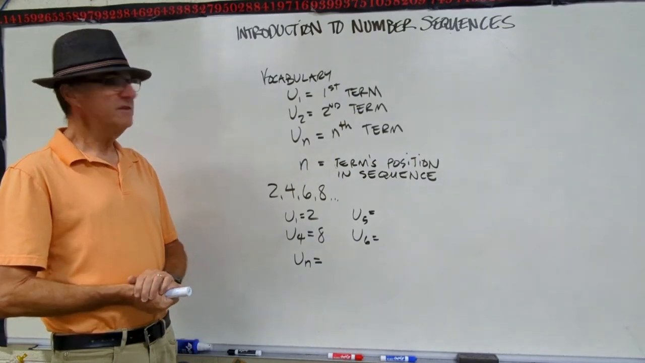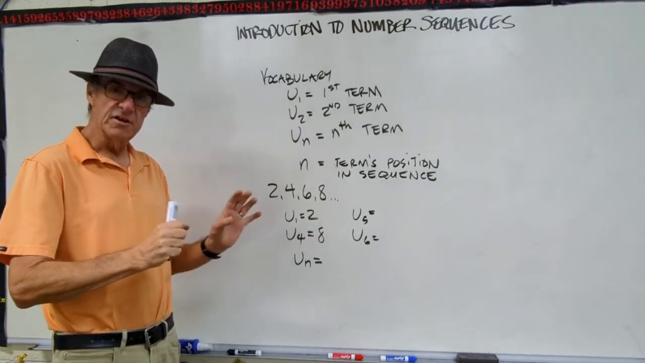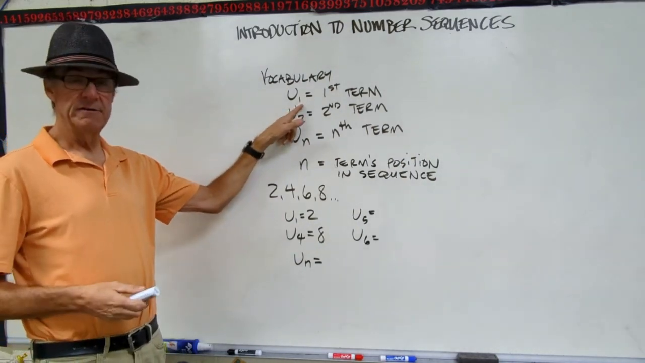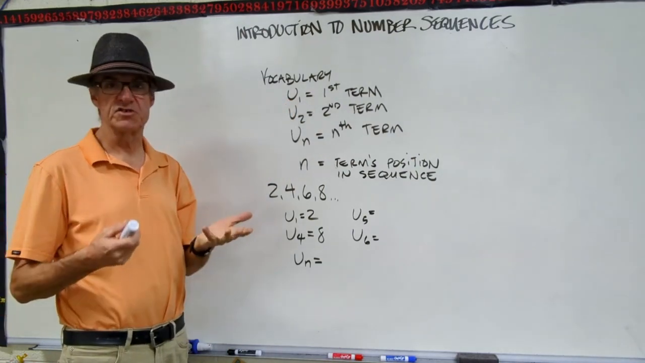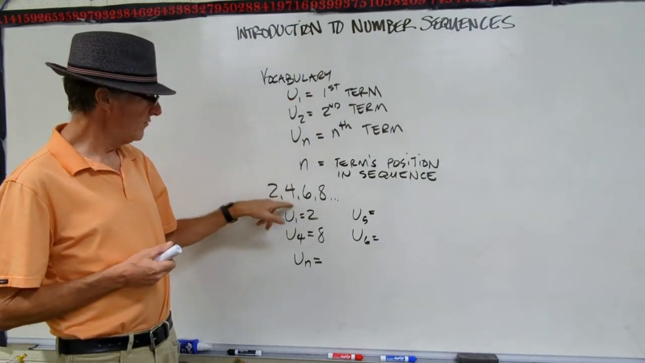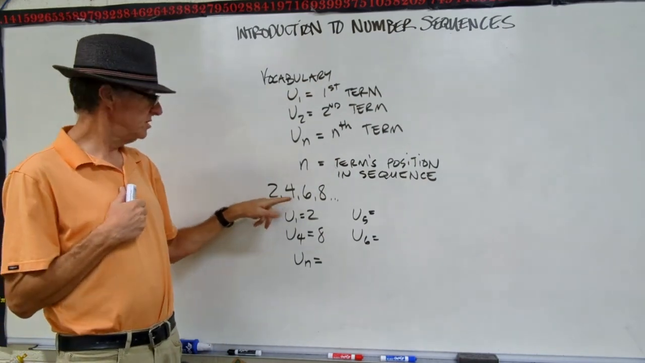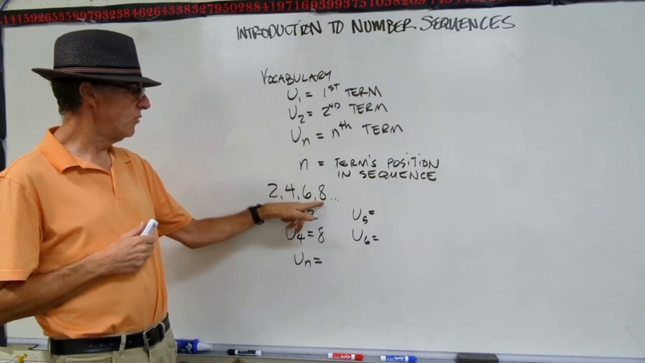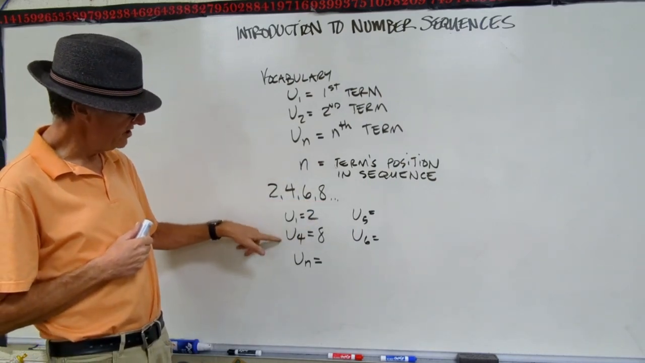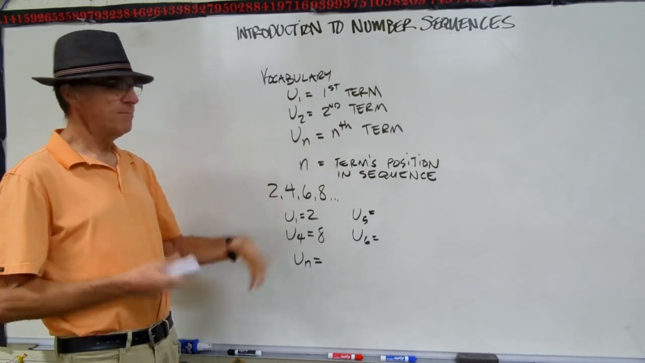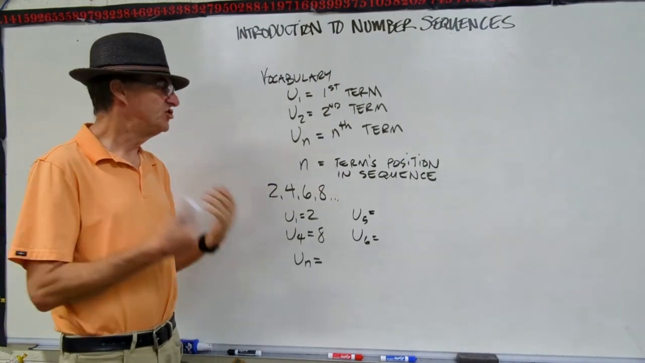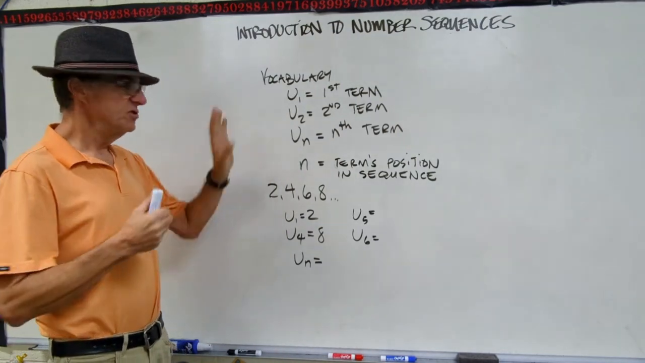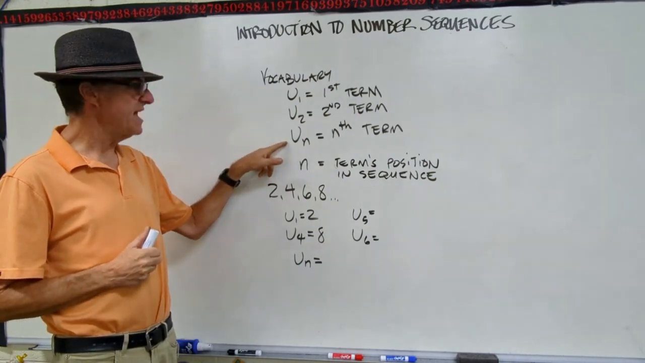All right, so let's take a look at some vocabulary and then let's get a little bit more detailed with a specific sequence. So first off, U sub 1 is just a notation to represent the first term. So in our sequence here, 2, 4, 6, 8, U sub 1 is just 2. U sub 2 would be 4, U sub 3 would be 6, and U sub 4 would be 8. And indeed, I've put those down here. U sub n represents the nth term. So that's like a general term. It's like we could solve for the nth term using some math a little later. But U sub n is like the nth term.